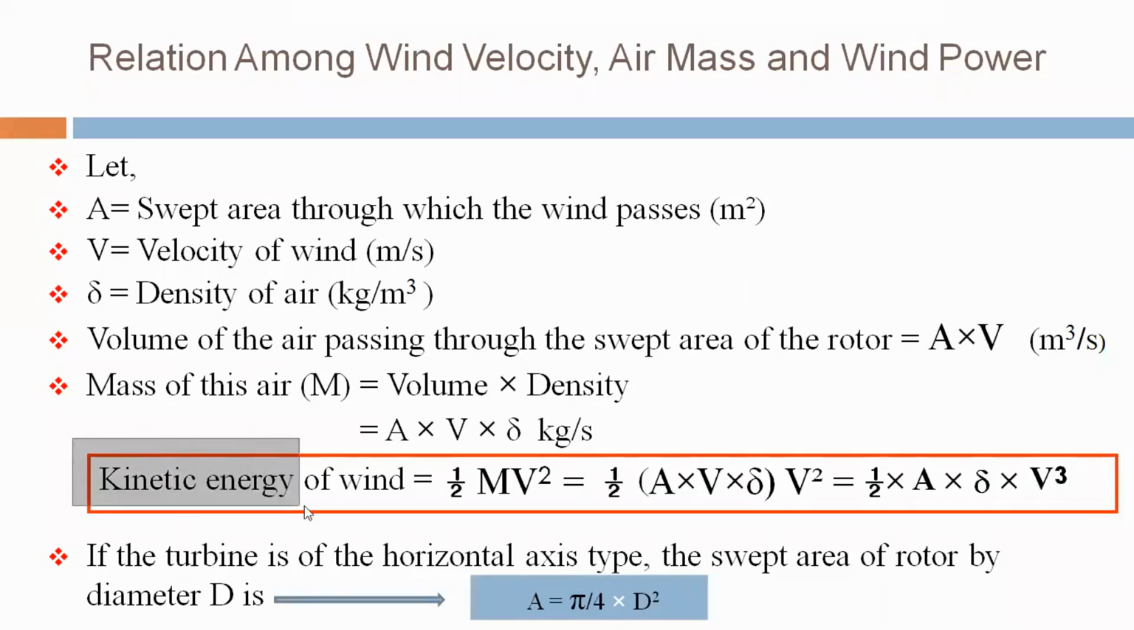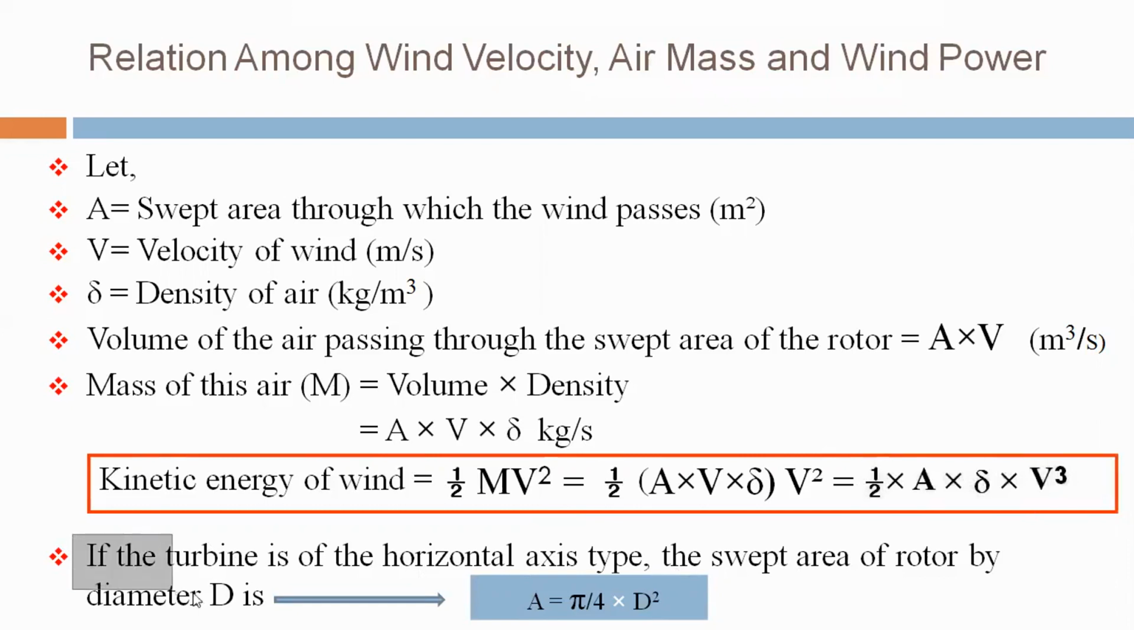A kinetic energy of wind is equal to 1/2 mv square, that is 1/2 A into V into delta into V square. And the final equation we are getting is 1/2 A into delta into V cube.